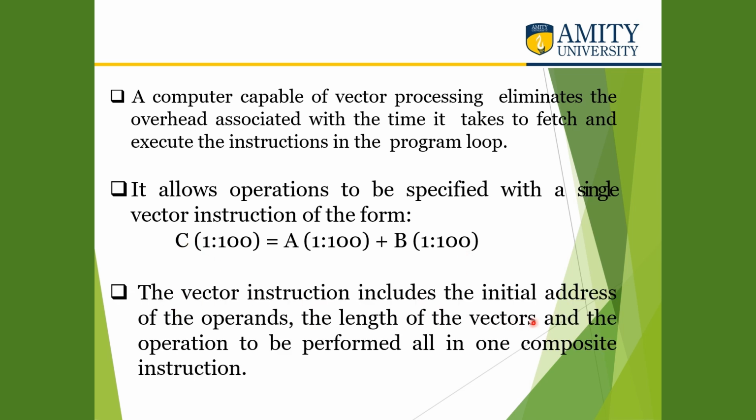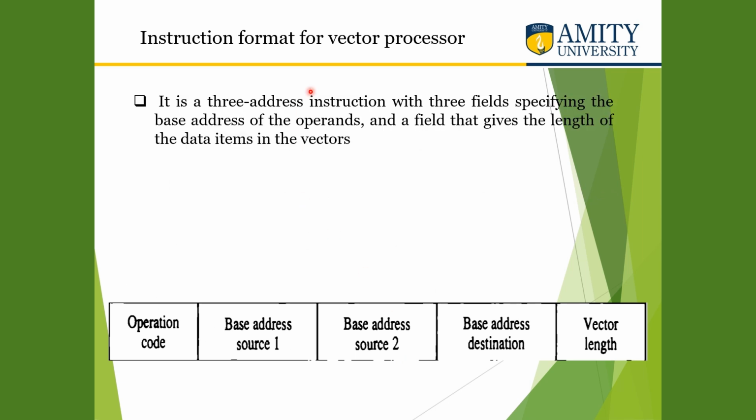Fine. So yeah, the instruction format of a vector processor is in this way. This is the operation code, the base address of source 1 and source 2. So the address of A will be here, the address of B will be here, and the base address of the destination, sorry. So the address of C will be stored here, and then the length n. We had 100 in the previous example, so that's how the length will be stored.